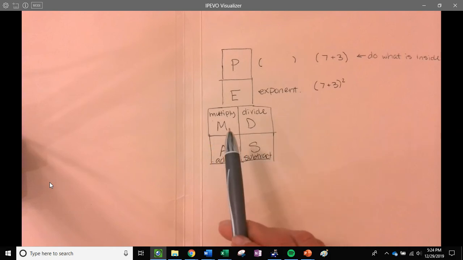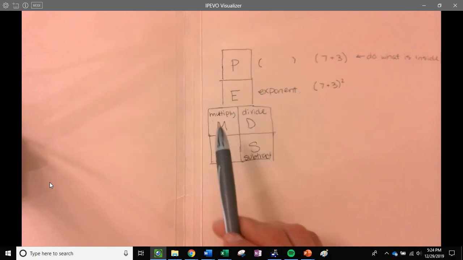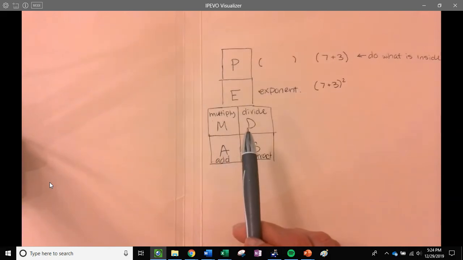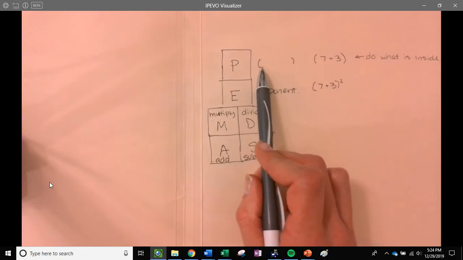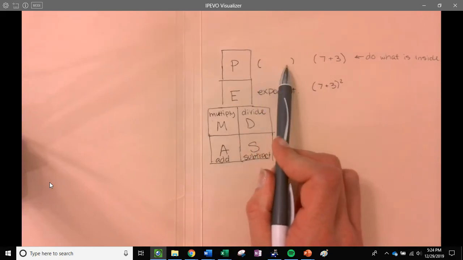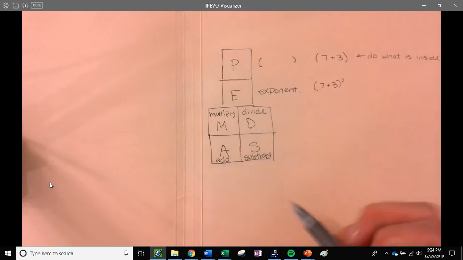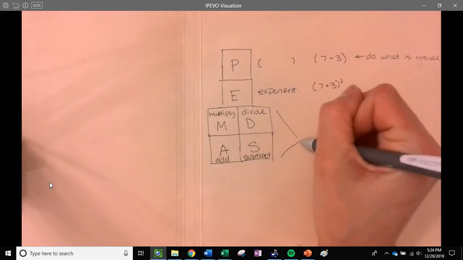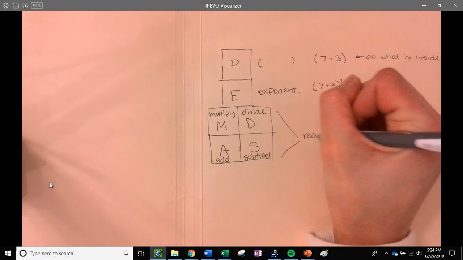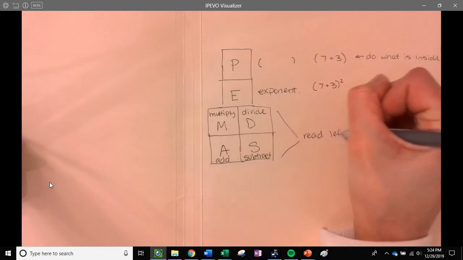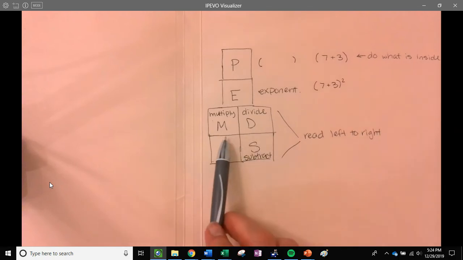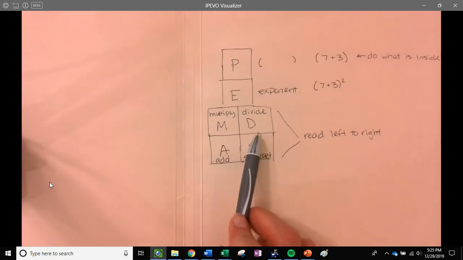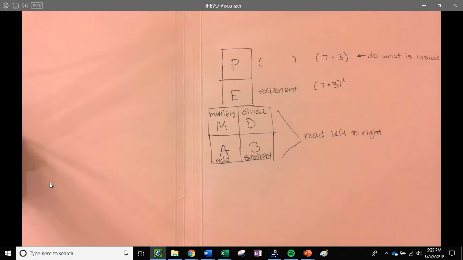Multiply and divide you're going to do first, but one is not more important than the other. You don't have to multiply before you divide. After you have done any operation inside parentheses and then evaluated for any exponents, you'll look at your equation and read it just like a sentence, left to right. Whatever multiplication and division you come to first, you go ahead and do that, and then you'll come back to any addition or any subtraction.